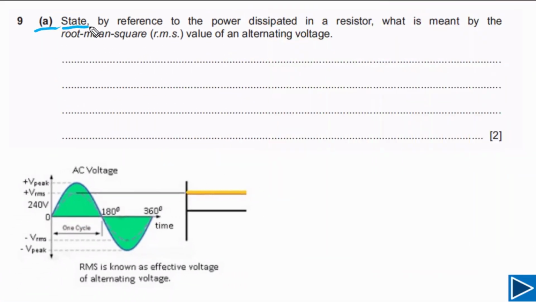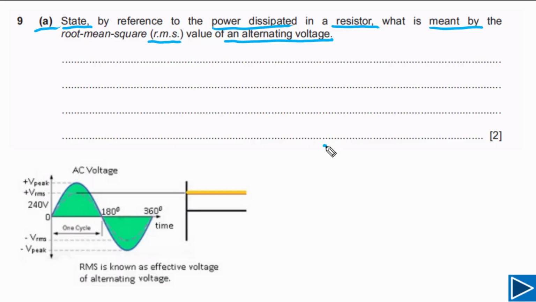For part A, we need to state, by reference to power dissipated in a resistor, what is meant by the RMS value of an alternating voltage. As the question is asking us to give reference to power dissipated in a resistor, we have to mention power dissipated in our answer.